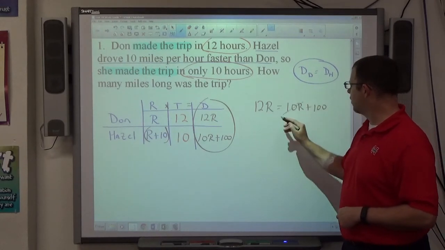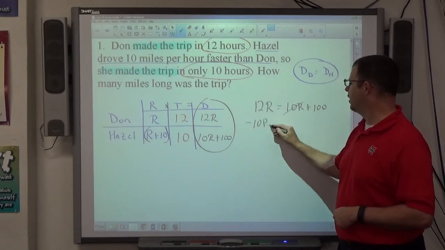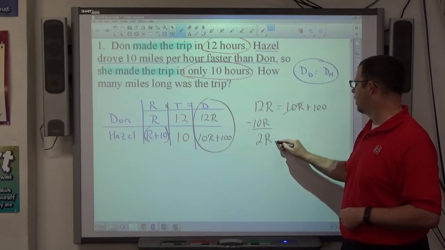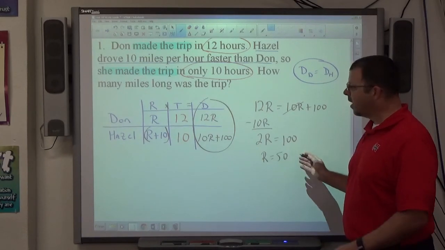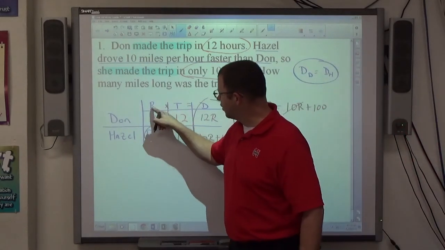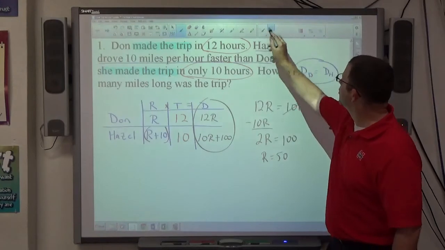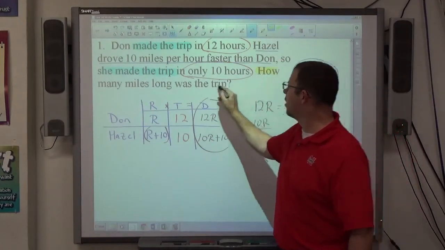And solve for R in this case, so minus 10R goes over here. That needs to be 2R is equal to 100. Therefore, R would have to equal 50. And R, going back to what R represents, it's Don's rate. The question specifically asks us how many miles long was the trip.